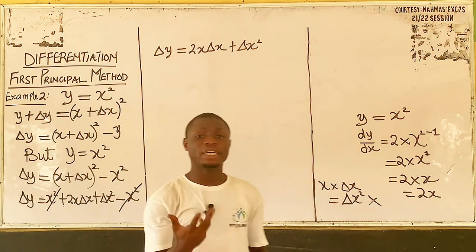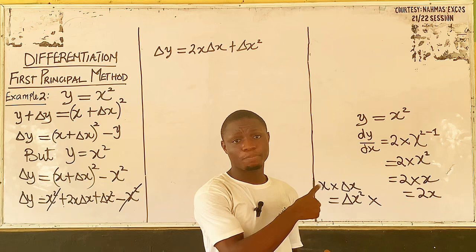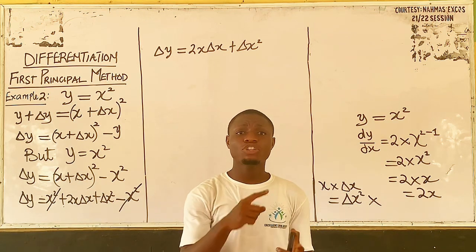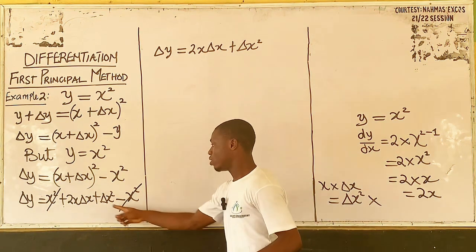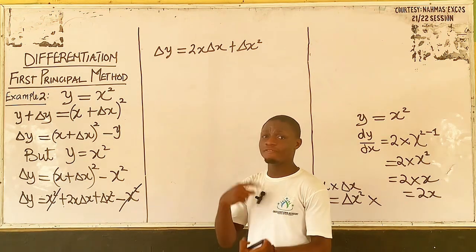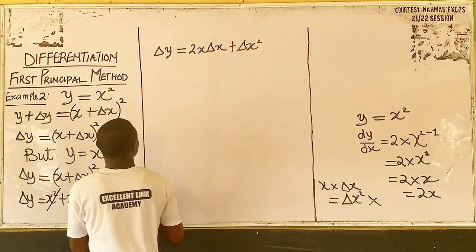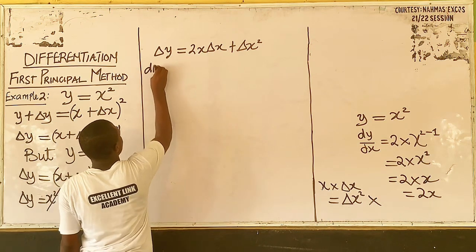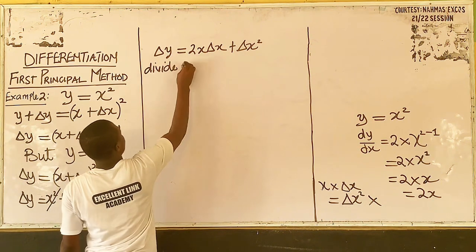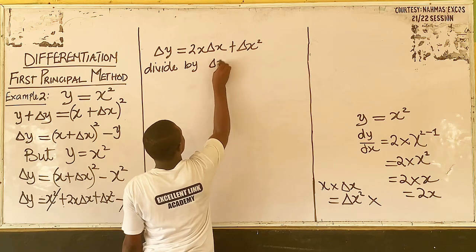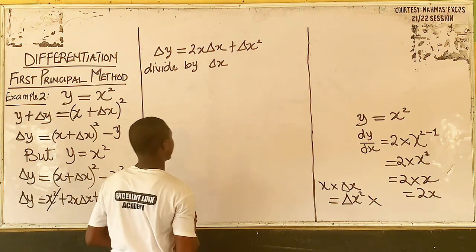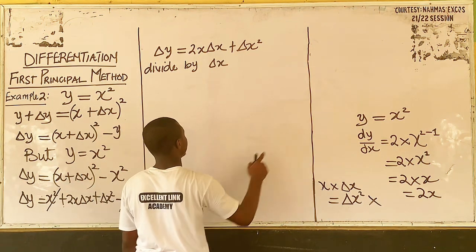Check the previous example that we did in our previous video. When we cancel out terms this way, what is our next task? We divide through by change in x. So after cancelling out this way, you divide through by change in x. So what do I get here? Divide both sides.